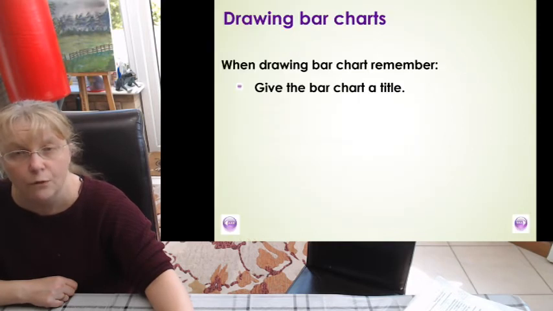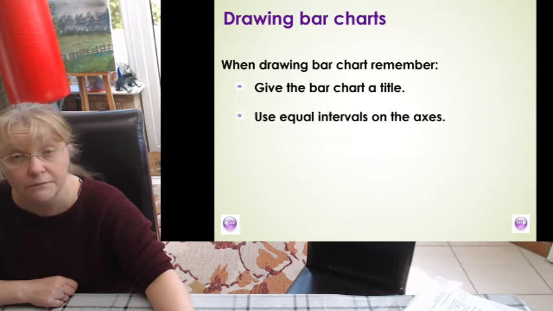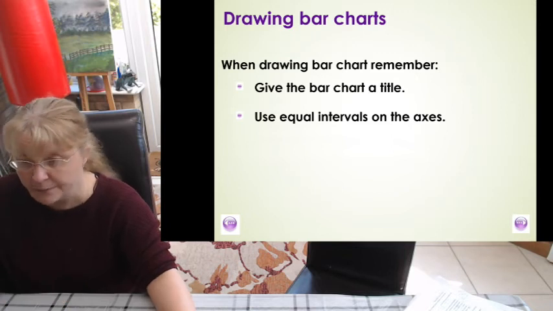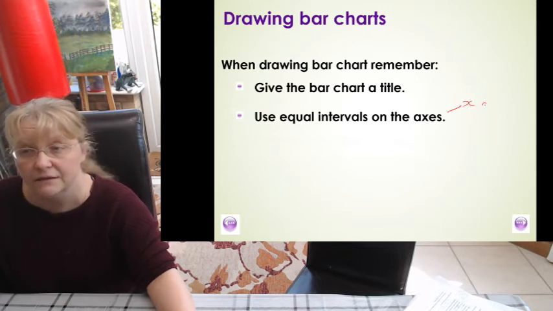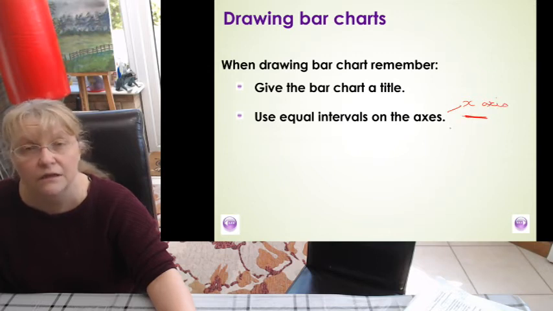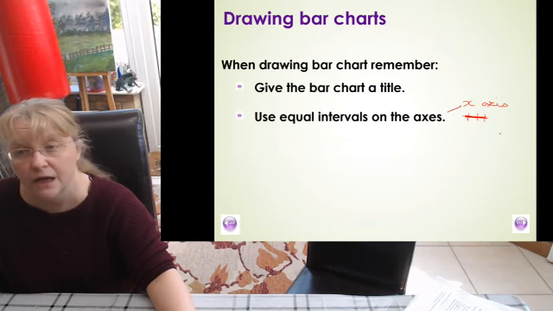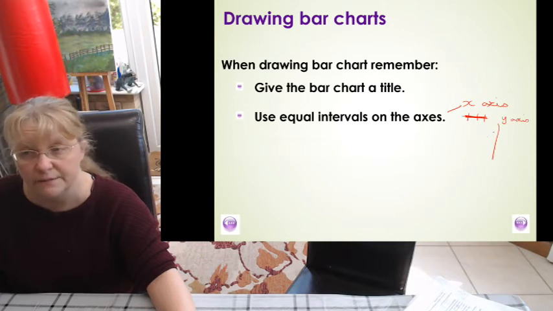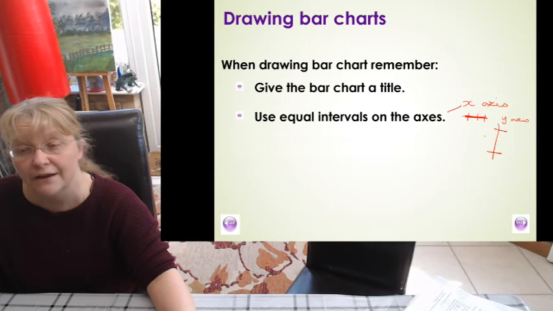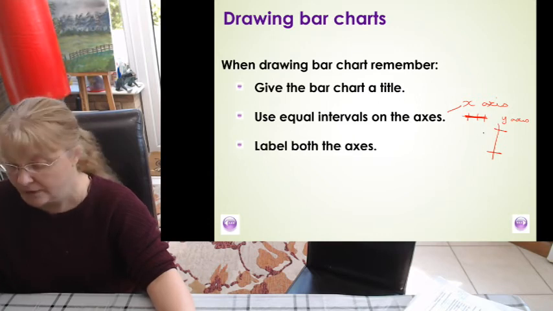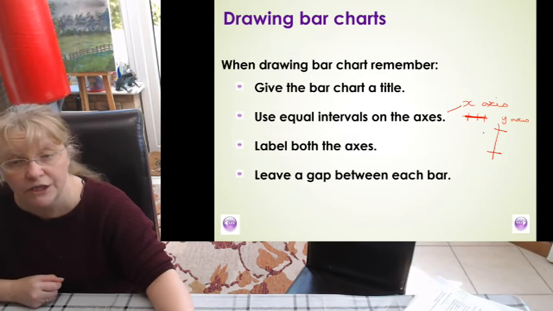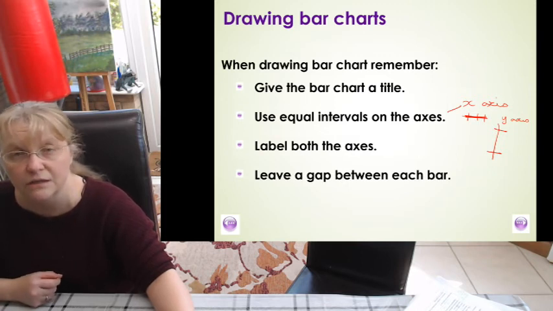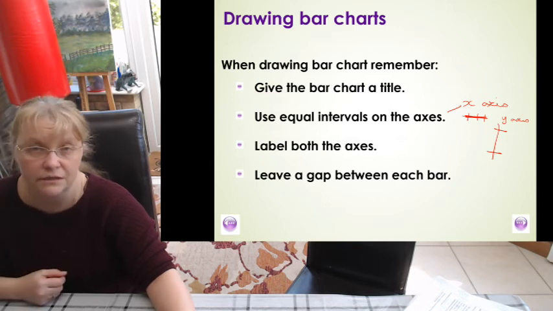So, when drawing a bar chart, remember, the chart must have a title. You must use equal intervals on the axis. Now that just means that the x-axis, which is the horizontal, has to have the same spacing. And the y-axis, which is vertical, also has to have the same spacing, but it does not have to equal the x-axis. You have to label both of them, and you have to leave a gap between each bar, because a bar chart has a gap between the bars to show that it's discrete data.